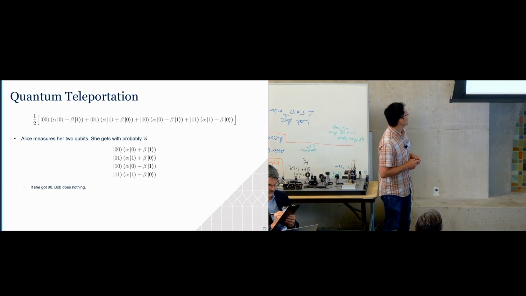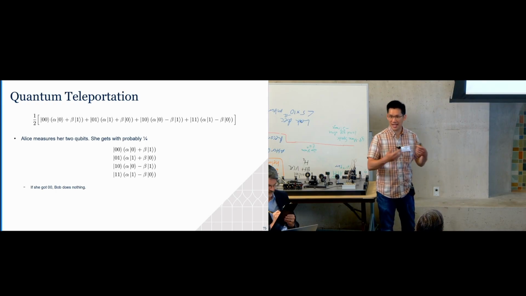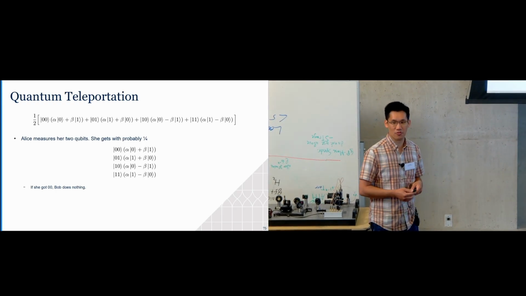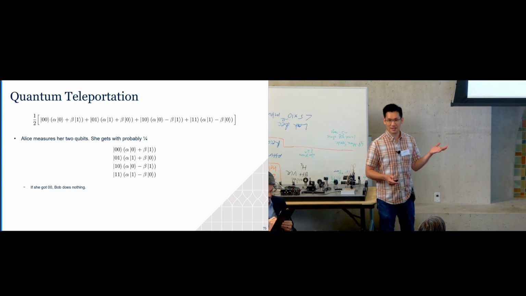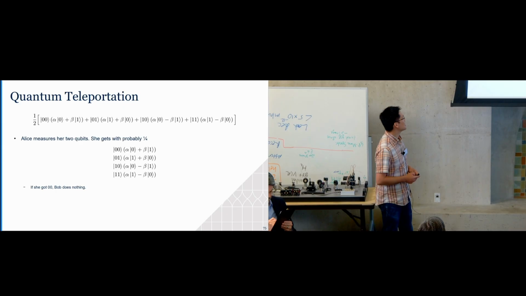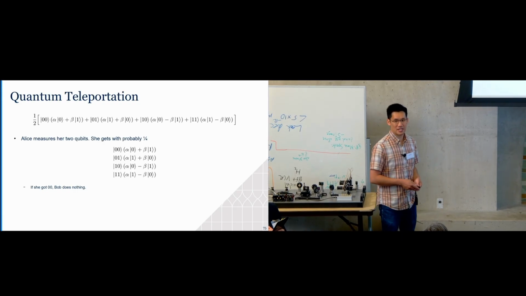And so if she got 0, 0, you see Bob's qubit is now in the state alpha 0 plus beta 1. So Bob's qubit is now in the state that Alice wanted to teleport to him. So if she got 0, 0, Bob doesn't have to do anything. He's got the state. If Alice got 0, 1, you see that Bob's qubit is close, except this 1 needs to be a 0, and that 0 needs to be a 1. So what does Bob need to do?